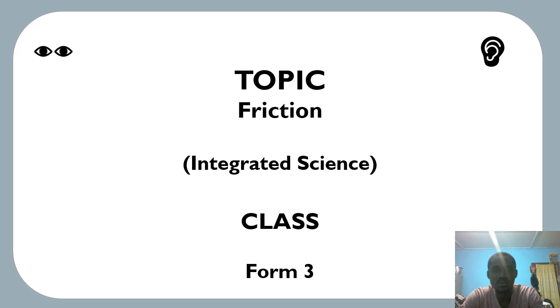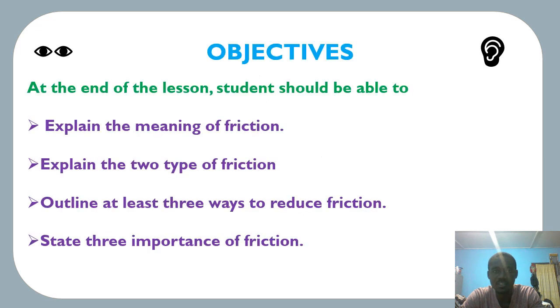Today we are talking about friction, which is the last topic under machines. By the end of the lesson, you'll be able to explain the meaning of friction, the types of friction, and outline three ways to reduce friction and the importance of friction.